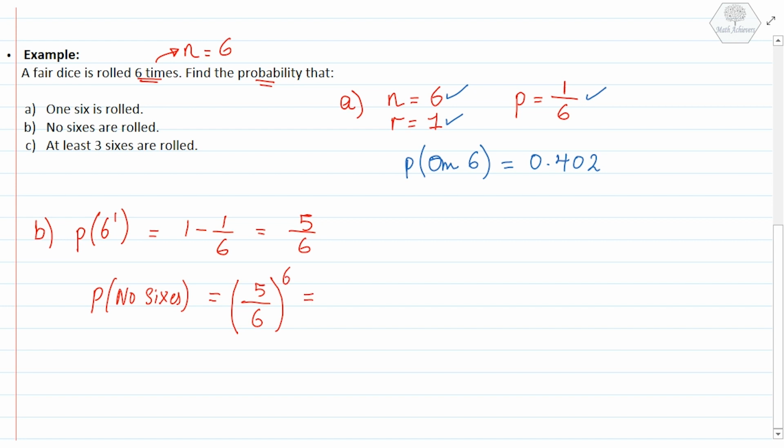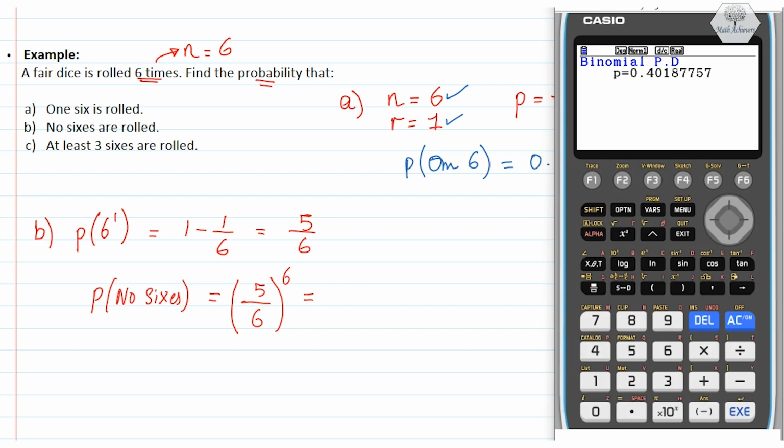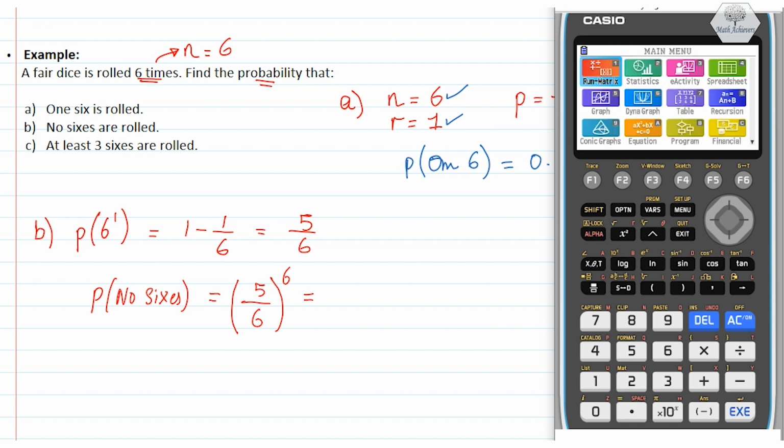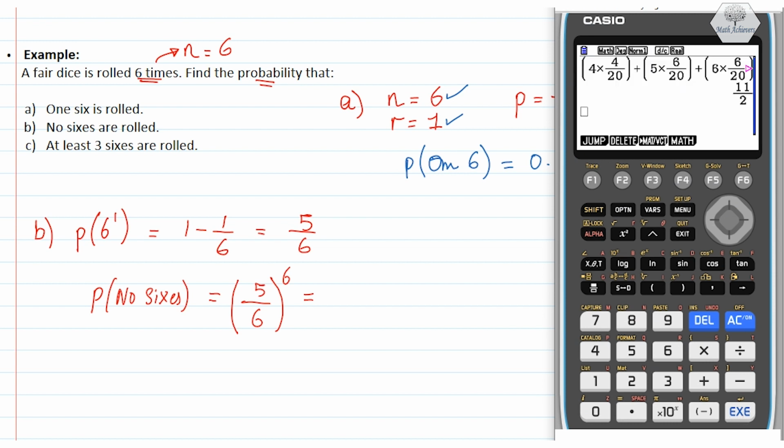And this is equal to, I go to my run matrix, I have 5/6, all of it to the power of 6. And this is equal to 0.335.